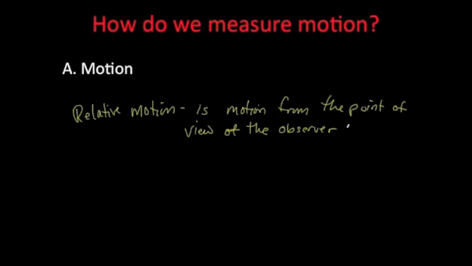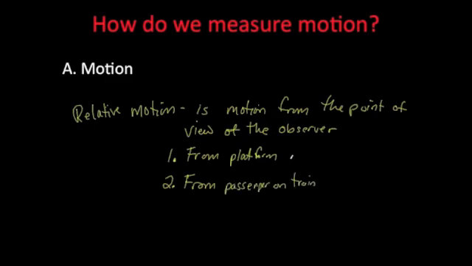Okay? So if you want to think about it like this, relative motion could be from the point of view of the observer. One observer would be from the train platform. The other position would be from the train, from the passenger on the train. Okay? So from the platform, the train appears to move. And from the passenger on the train, the platform appears to move. And that's what we describe as relative motion.